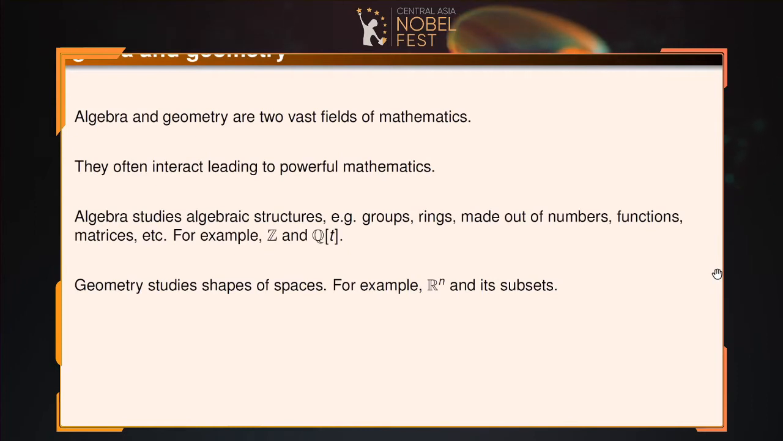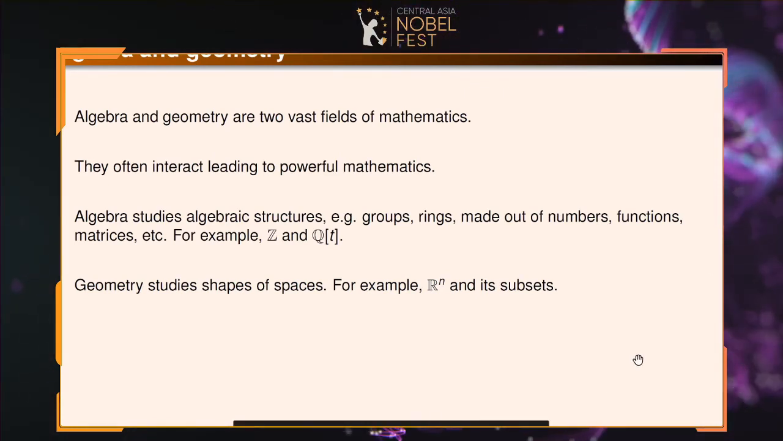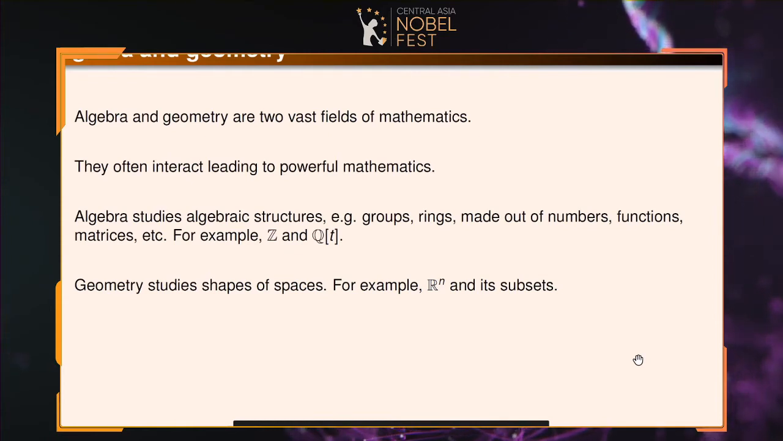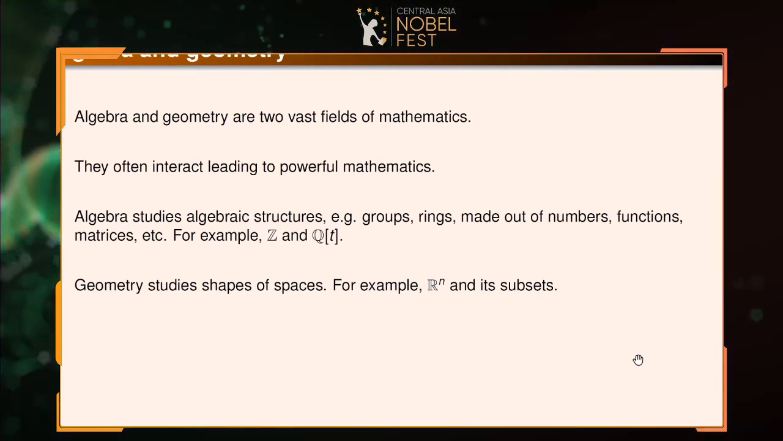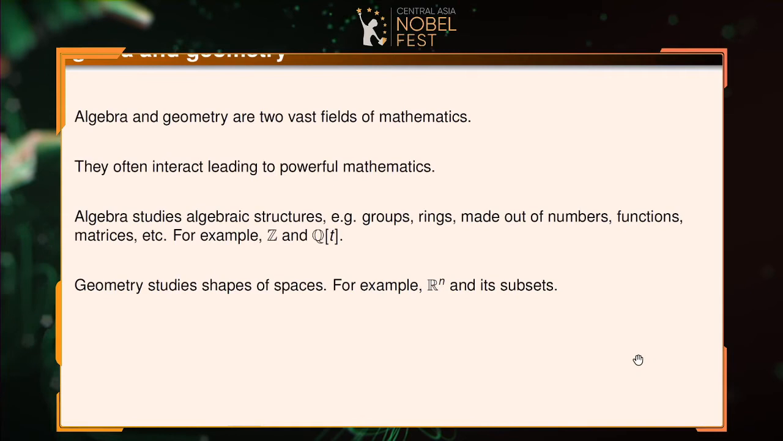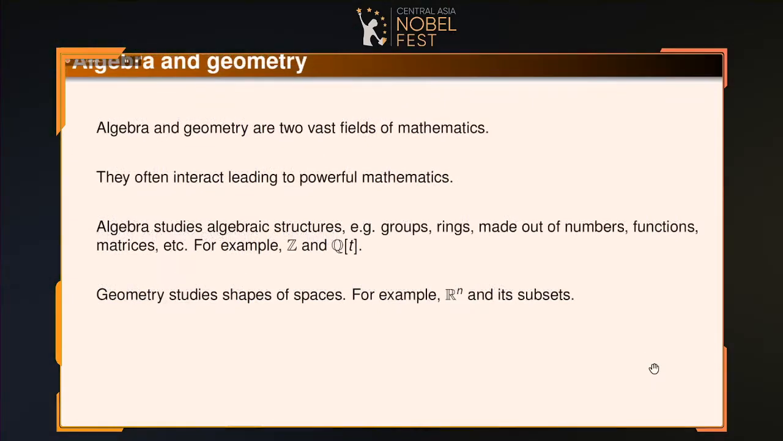So as I told you, these two fields are quite large parts of mathematics, but when they come together, they create a really powerful kind of mathematics. Now, in general, algebra studies algebraic structures. These are like groups, rings, and so on, which are made out of numbers and functions, matrices, and so on. For example, just like integers or real numbers and so on. But on the other hand, geometry studies shapes of spaces. For example, the n-dimensional space over the real numbers, just like the three-dimensional space, and also subsets of these spaces.